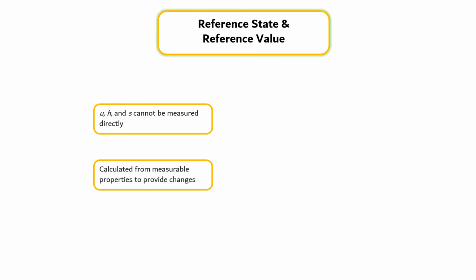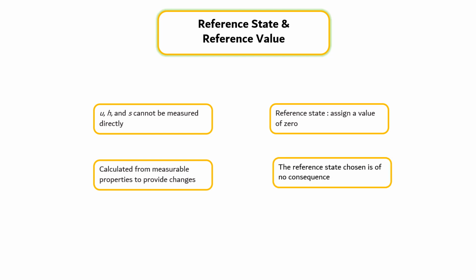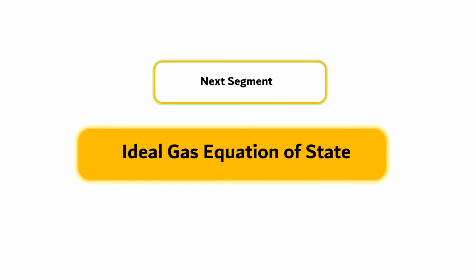Reference states and reference values. The values of U, H, and S cannot be measured directly, and they are calculated from measurable properties using the relations between thermodynamic properties. However, those relations give the changes in properties, not the values of properties at specified states. Therefore, we need to choose a convenient reference state and assign a value of 0 for a convenient property or properties at that state. In thermodynamics, we are concerned with the changes in properties, and the reference state chosen is of no consequence in calculations, as long as we use values from a single consistent set of tables or charts.